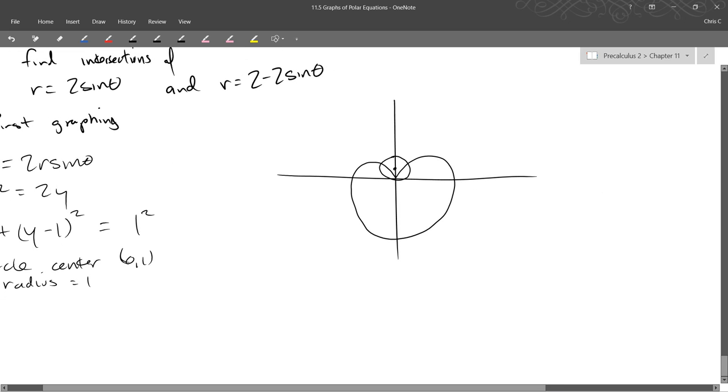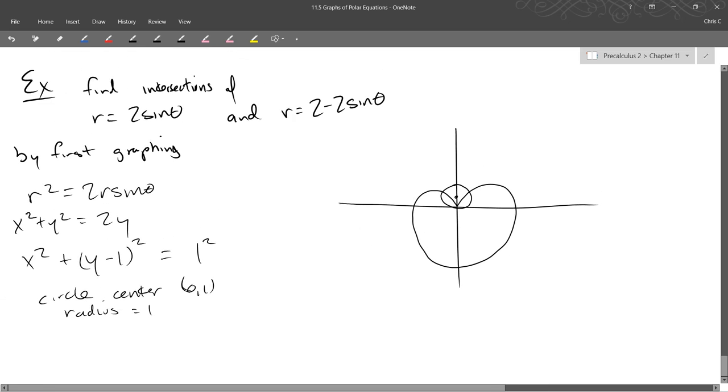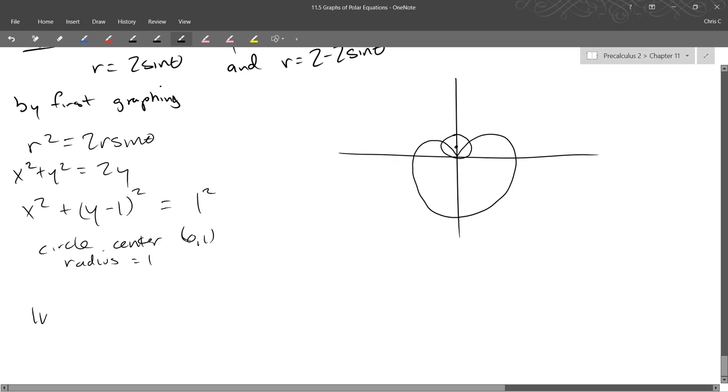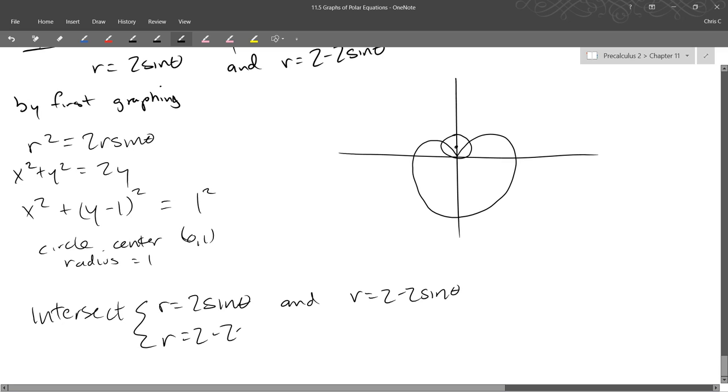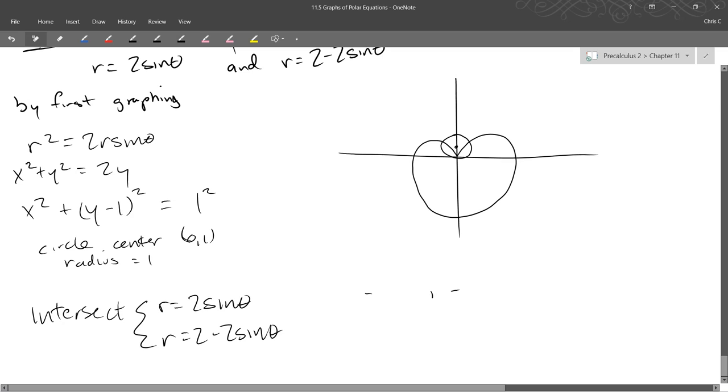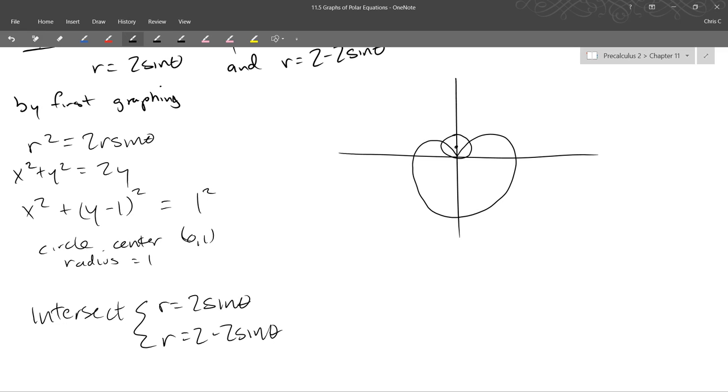So it looks like there should be 3 points of intersection. Question is, how do we find them? So we have 2 equations right here. How do you solve a system of 2 equations? It's usually written like this. Elimination is one way. What is another way?